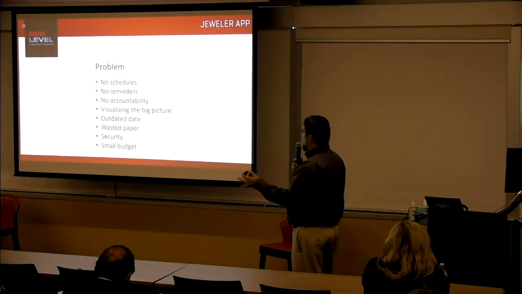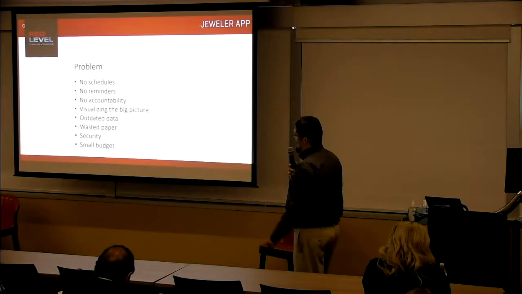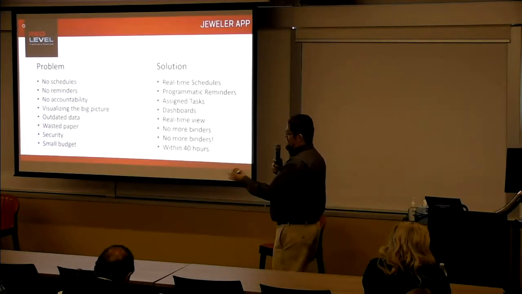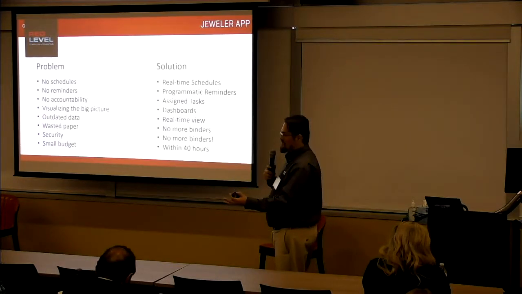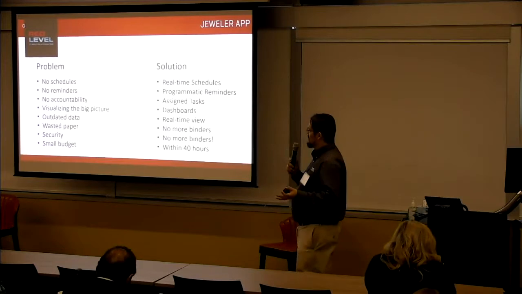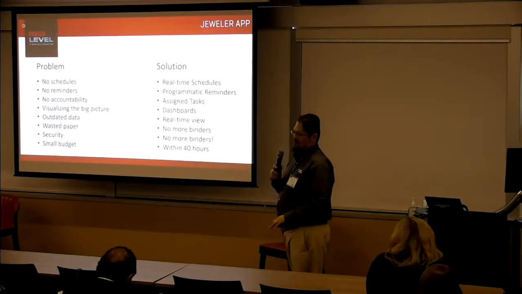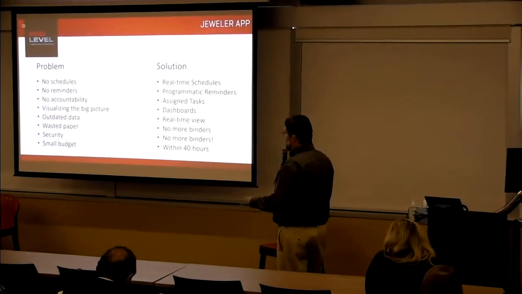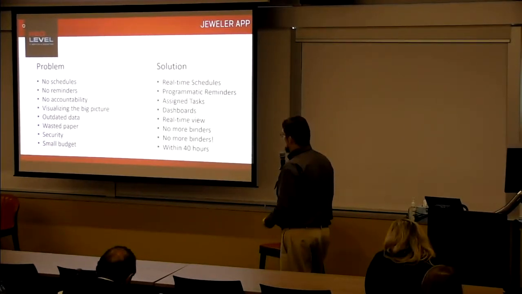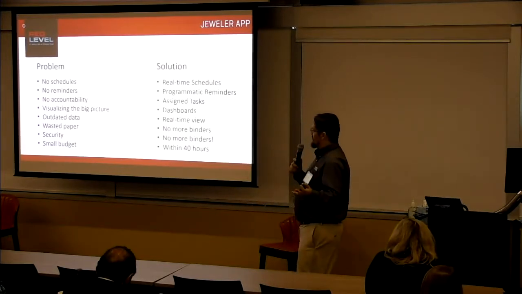So the main problem, coming back to our problems again, we can revisit. They had no schedules. Now they have real-time schedules. They can see this at a glance. They can see it quick. There were no reminders. Now we're programmatically reminding them when something is due. No accountability. Now we got assigned tasks. We know exactly who's doing what and when. We know where they are in the process, the percentage complete, if they've done it or not. Visualize the big picture. So we got those Power BI dashboards now.